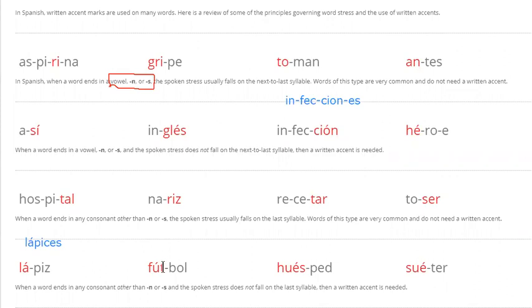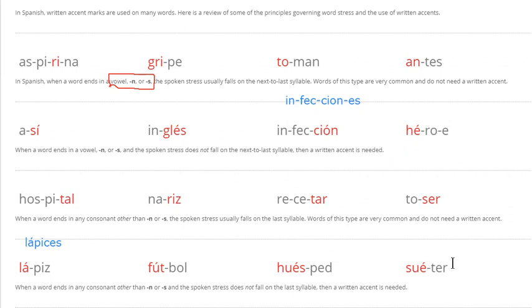Fútbol, on the second to last syllable, so we need to write an accent mark since it doesn't end in a vowel, N or S. It should be here on this last syllable here. Same thing, huésped, it should be on the PED syllable. It's not, so we write an accent mark. And suéter, it should be TER where it should be stressed by our natural rule, but it's not, so we write an accent mark on it.